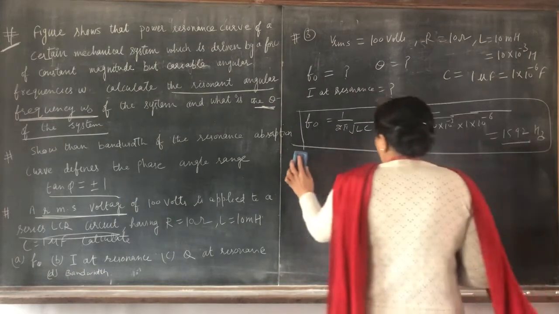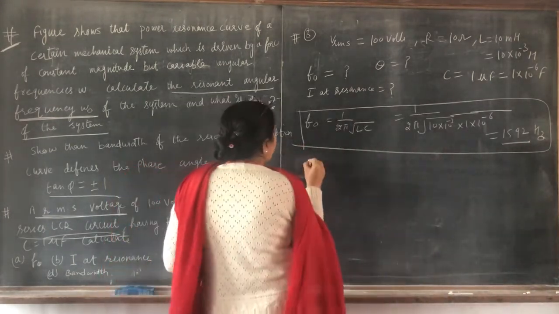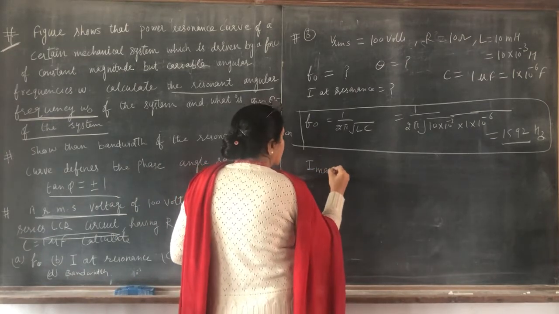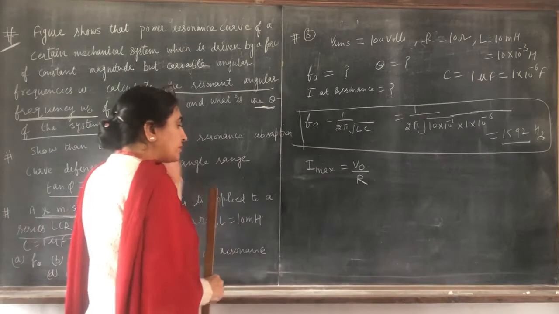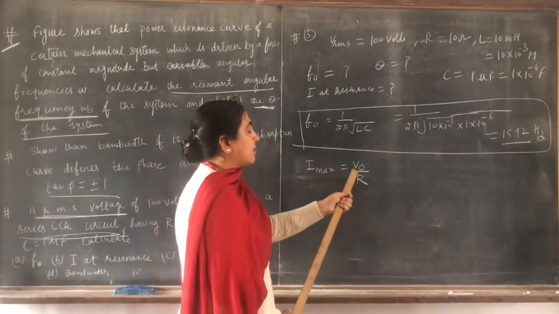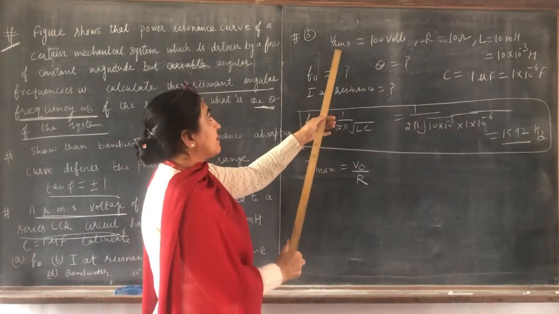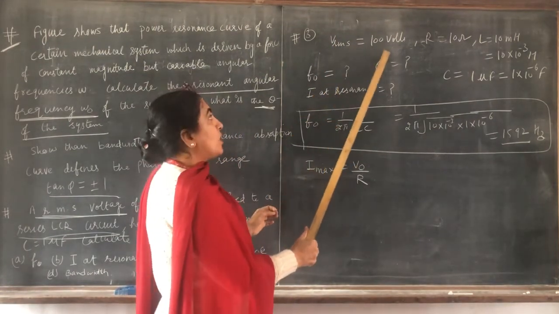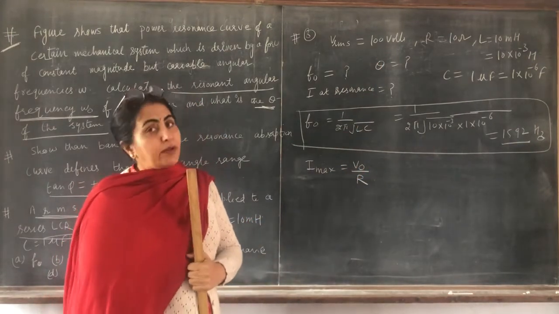Then second is current at resonance. That is the maximum value of current, which is equal to V naught by R. R is given to us, no problem. But what about V naught? One thing is given to us, that is VRMS, which is equal to 100 volts. So there is a relationship between VRMS and V naught.